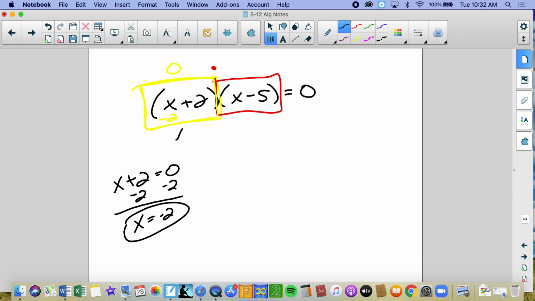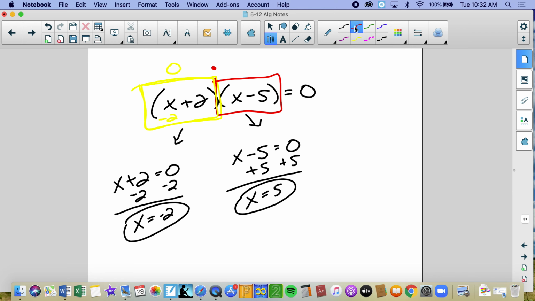And now we're going to go over to this other box because this has to also equal 0. So if we plug in 0, what would that box equal? 0 minus 5 would equal negative 5. Well, that wouldn't make 0, so we need to know that it can't be 0. So again, we take this box and we write x minus 5. When does x minus 5 equal 0? Well, we solve for x and we find out that when x is equal to 5, 5 minus 5, that box equals 0.